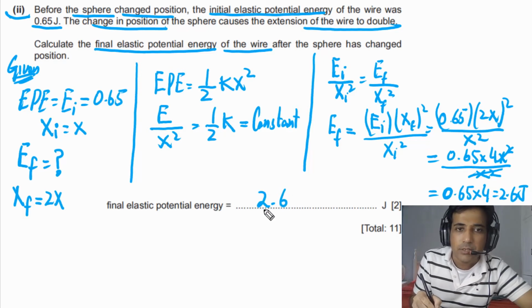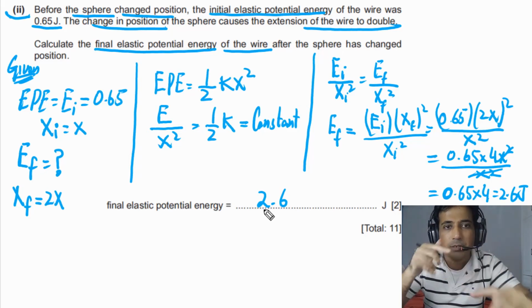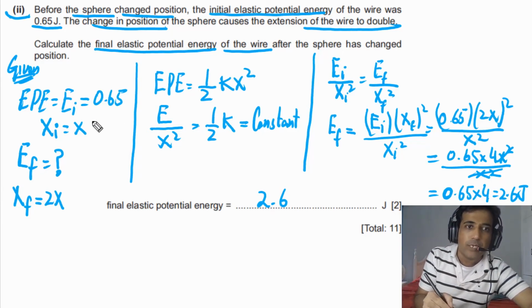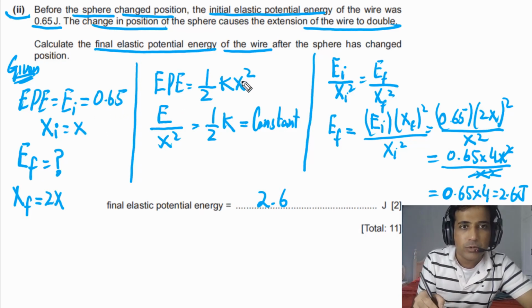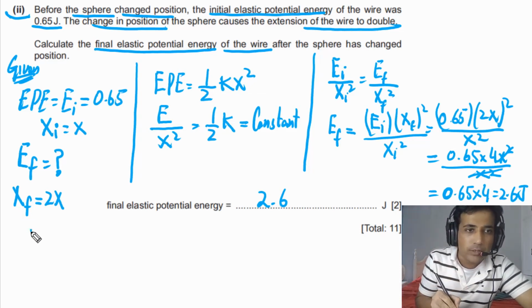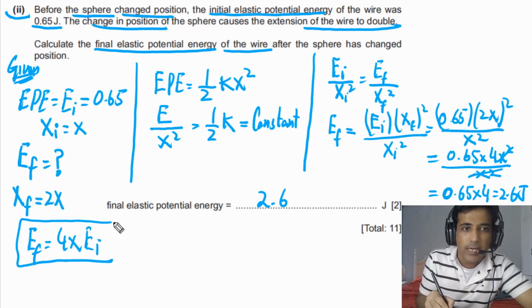This is one way you can approach this problem, but you can also approach it in different ways. This is the simplest way. Another way to find the answer is to understand that if x is doubled, the energy is 4 times. So the final energy has to be 4 times the initial energy. E final is equal to 4 times E initial, because the extension is doubled, and the square of that is 4.